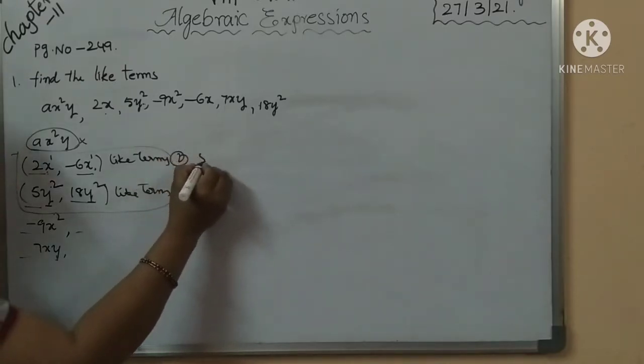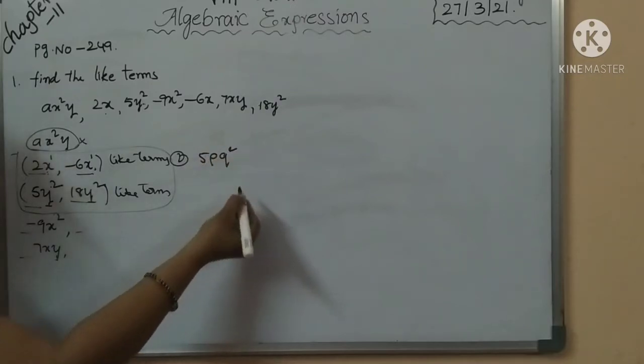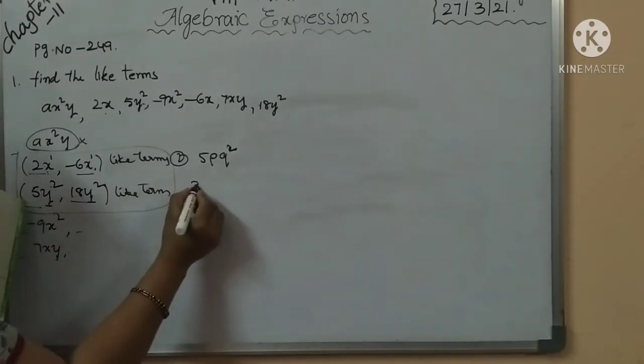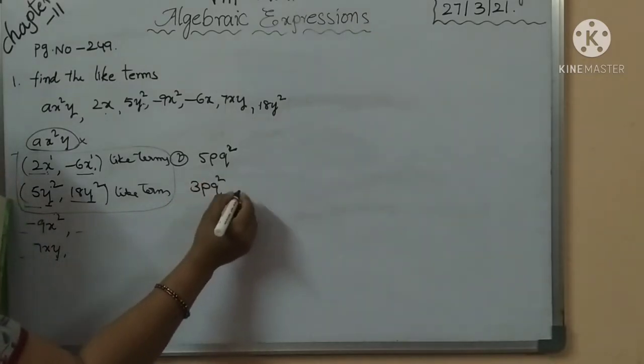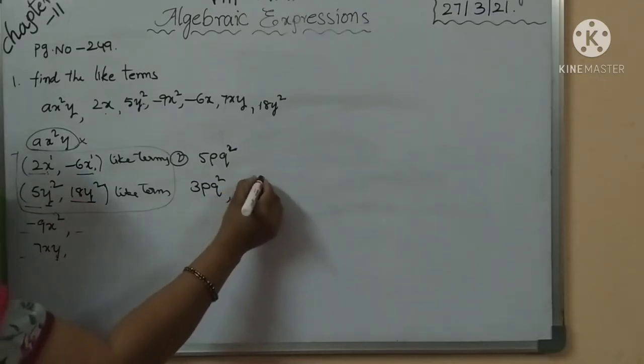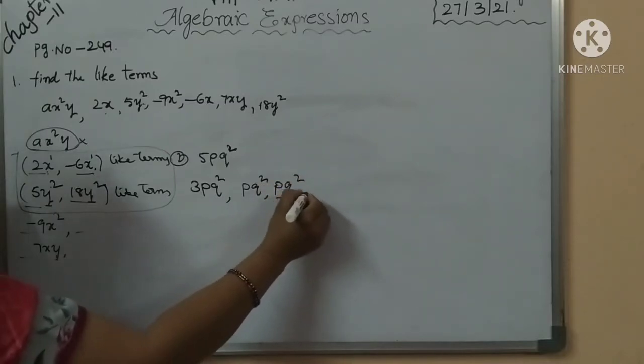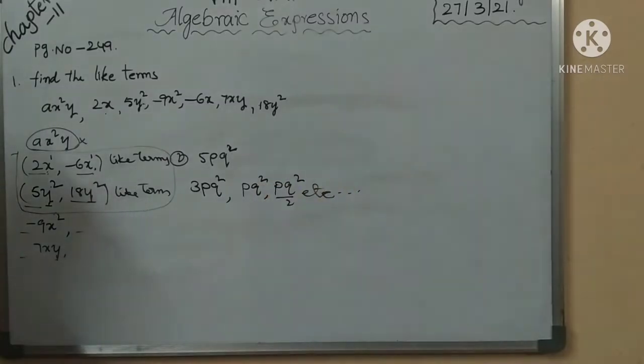The next one is to write 3 like terms of 5pq square. 5pq square. We should write 3 terms here. Write 3 like terms for 5pq square. So here we add any 3 terms: 3pq square, and pq square, and pq square by 2, and so on. Understand, children, this problem?